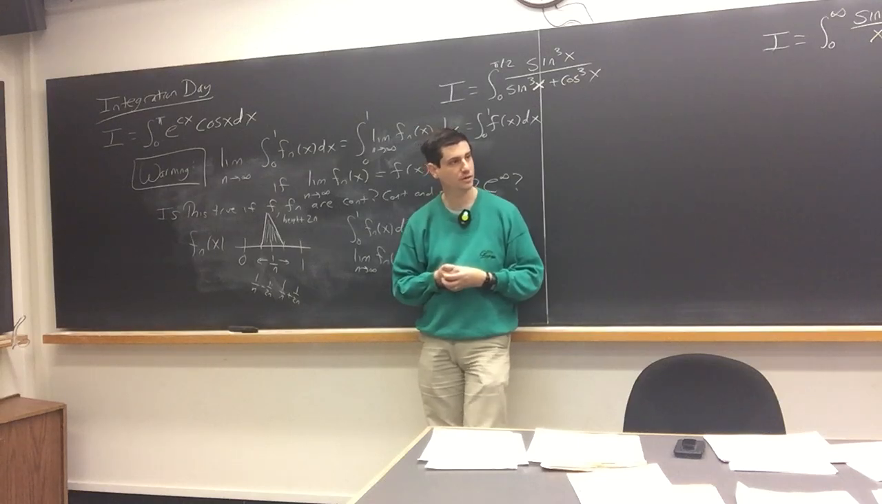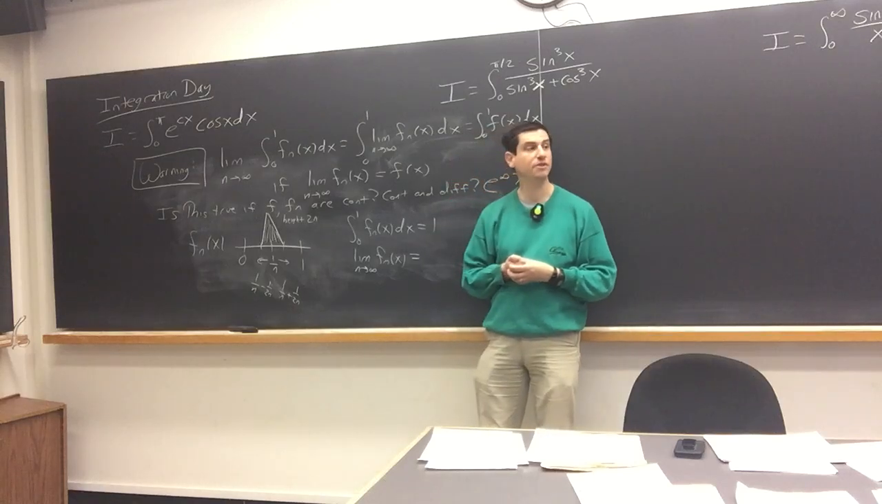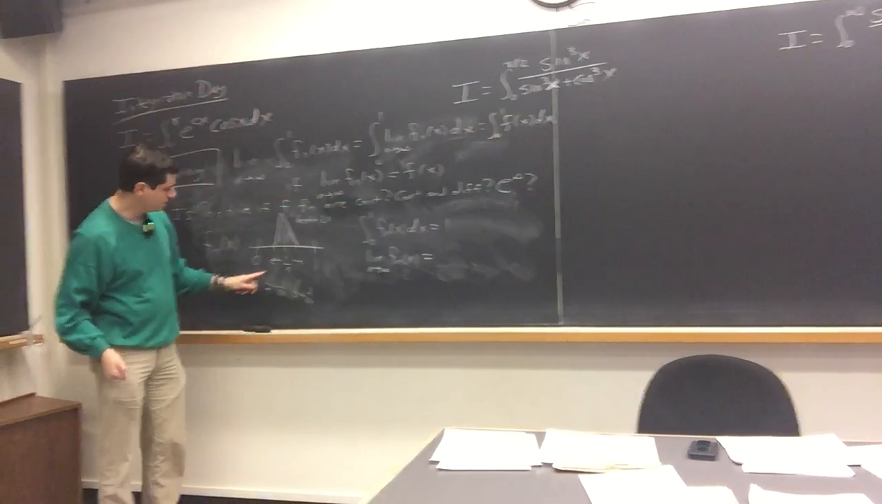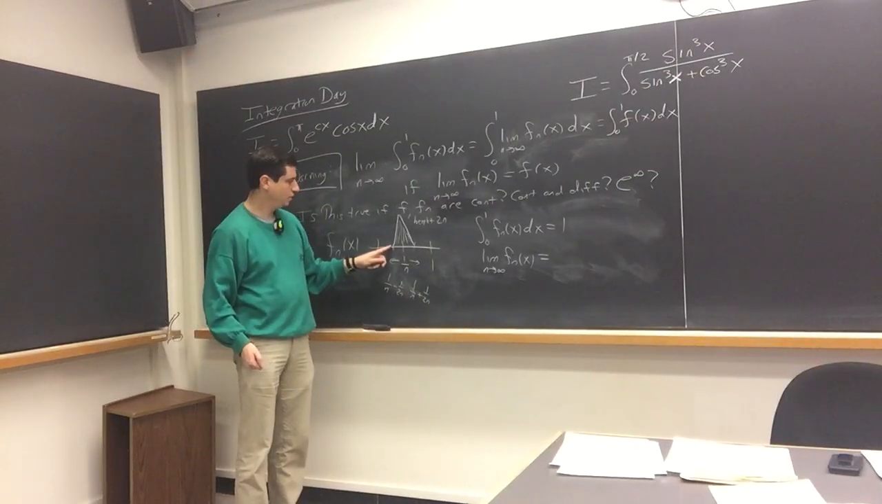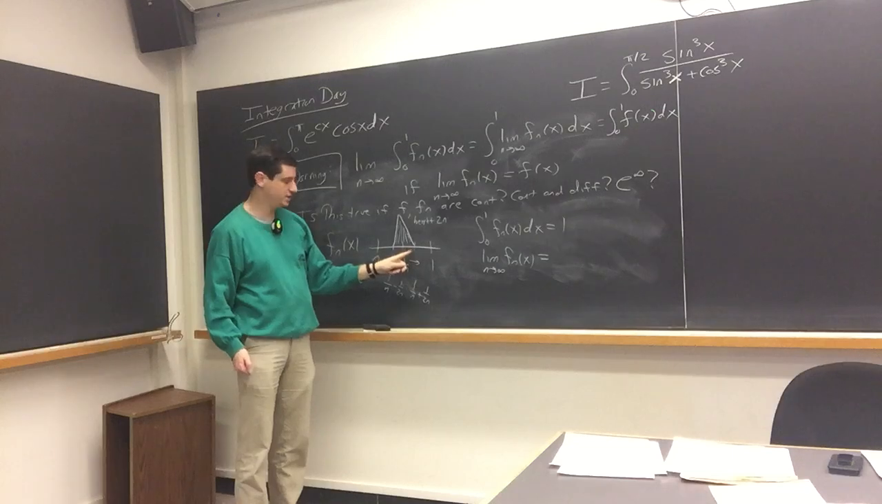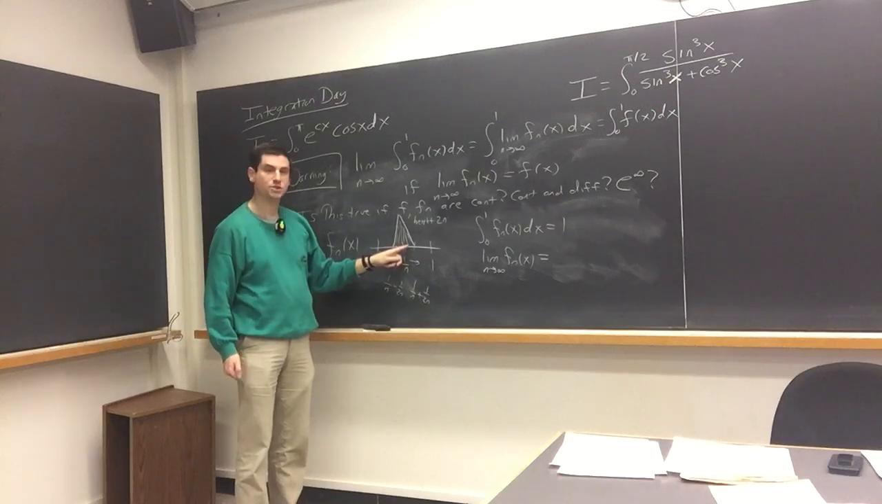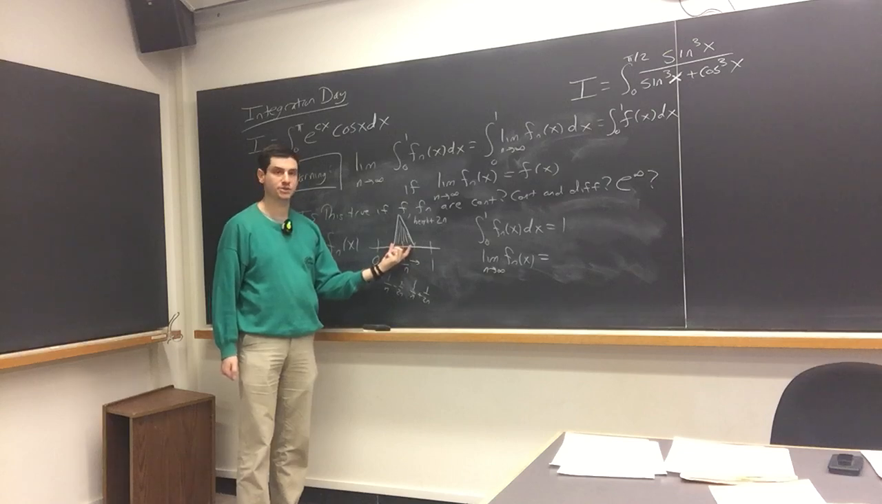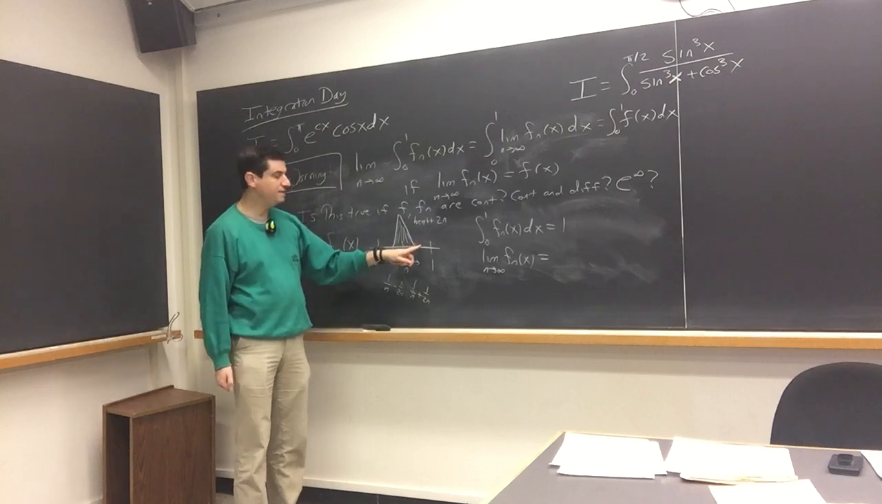I'm sorry? I'm not talking about the area. I'm talking about the function fn of x. Fn of x is a triangle. It starts at n minus 1 over 2n, goes all the way up to an enormous height of 2n, and then comes all the way back down to 0 at 1 over n plus 1 over 2n. So in this region, I have a triangle. What do I have every place else? Nothing. I have 0.